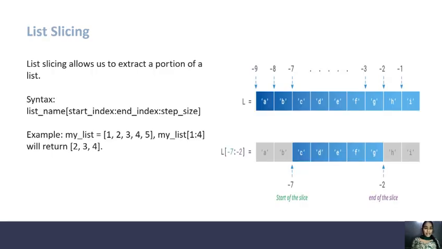List slicing. List slicing allows us to extract a portion of a list. Syntax: list_name[start_index:end_index:step_size]. Example: my_list = [1, 2, 3, 4], my_list[1:4] will return [2, 3, 4].